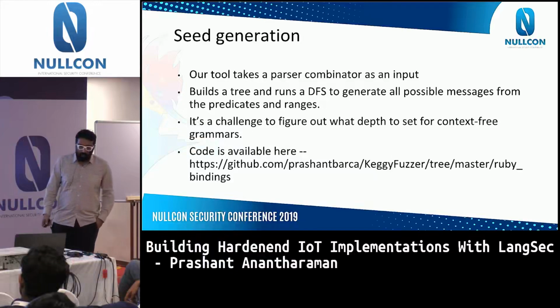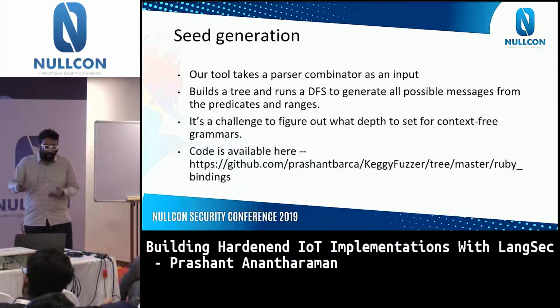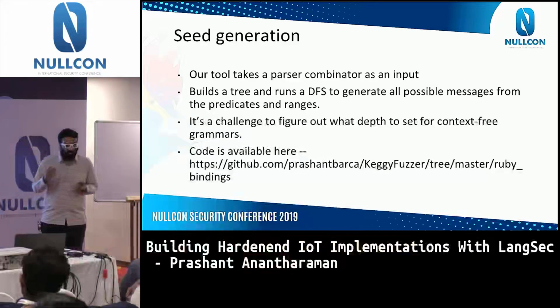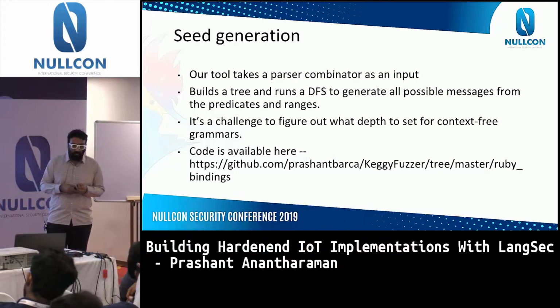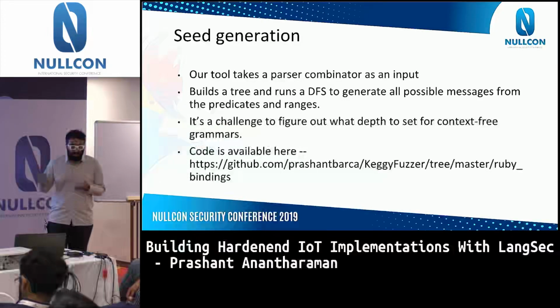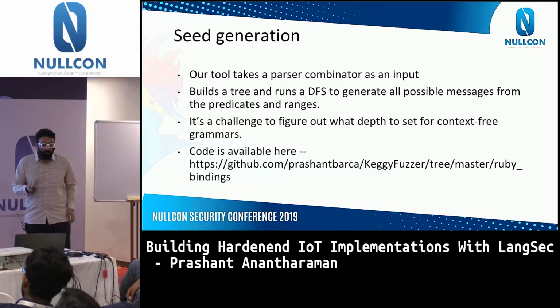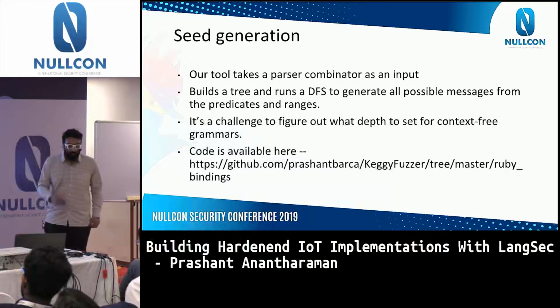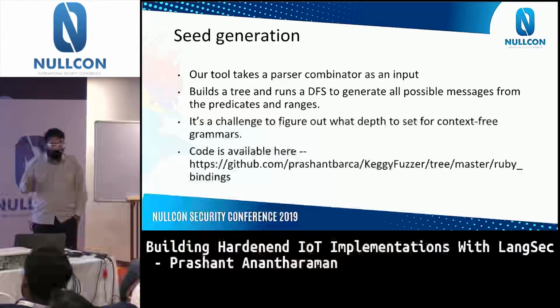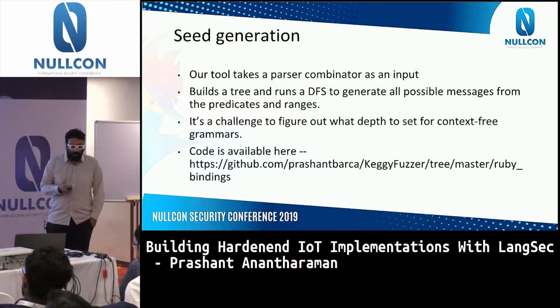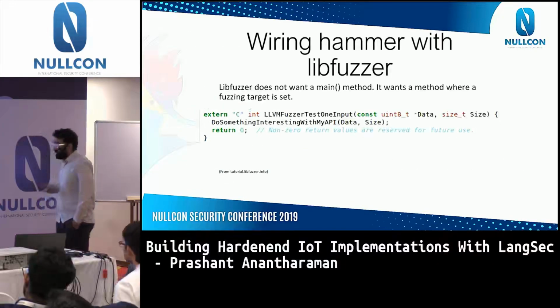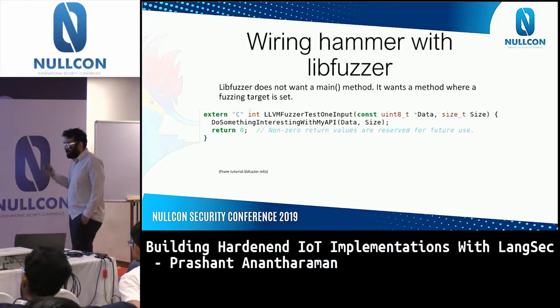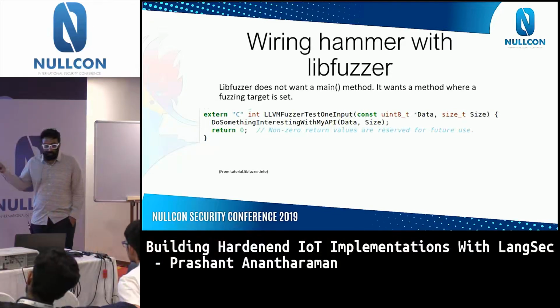In this particular tool that we built, called Kegi, we were using context-free grammars or parser combinators as a specification and providing that as an input to the fuzzing tool. Our fuzzing tool was only generating the valid set of input based on the specification that was already given. We fed all this input to libfuzzer, and libfuzzer mutated all these seeds and ran them through. Working with libfuzzer was interesting for us, primarily because we had collaborators who were actually building this tool.